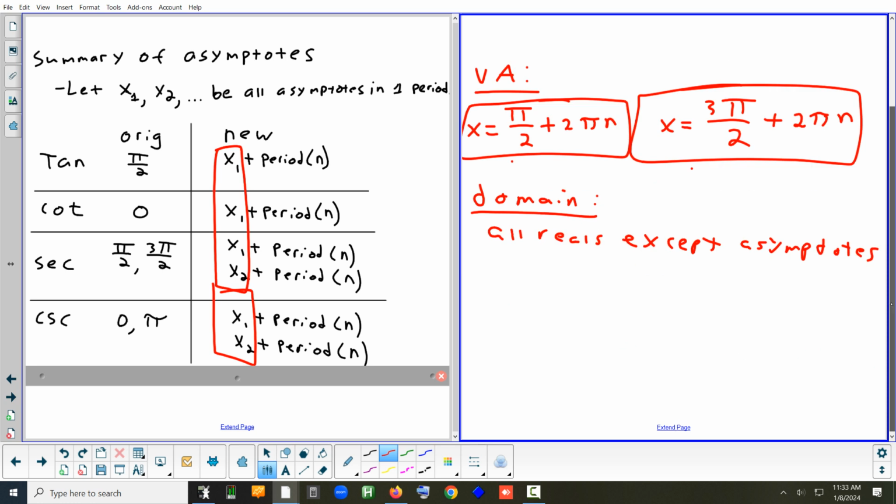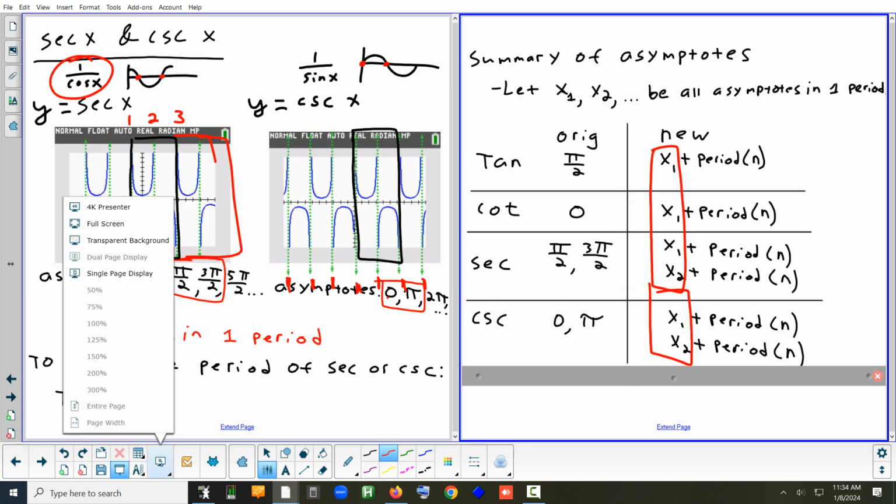Let's do, actually the period, we probably should have done the period first because we needed that for the vertical asymptotes. What was the period? Yeah. Period was 2 pi. Again, do that one first. And the range. Okay, let's go back and look at secant.